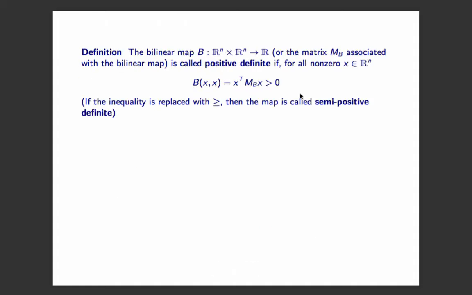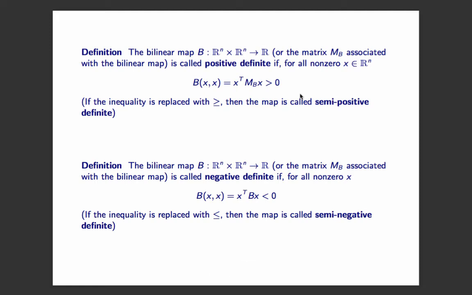Now let's remind ourselves what a positive definite bilinear map is, or what a positive definite matrix is. So if I have a bilinear map B that maps Rn by Rn to R, of course I can associate with that a matrix, right? In other words, B of x, x is the same thing as x transpose times the matrix M times x, which is greater than zero if M is positive definite. And if I replace that inequality with a greater than or equal to, then I get semi-positive definite.